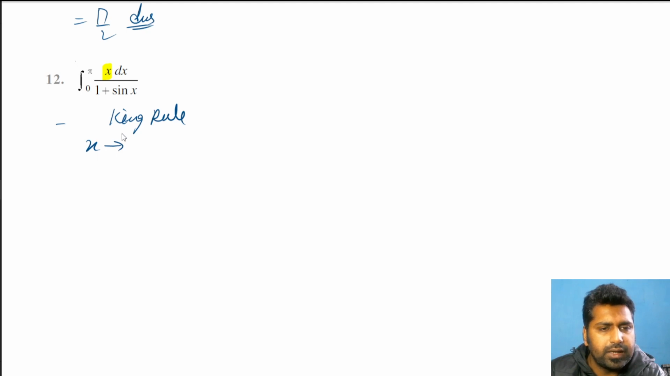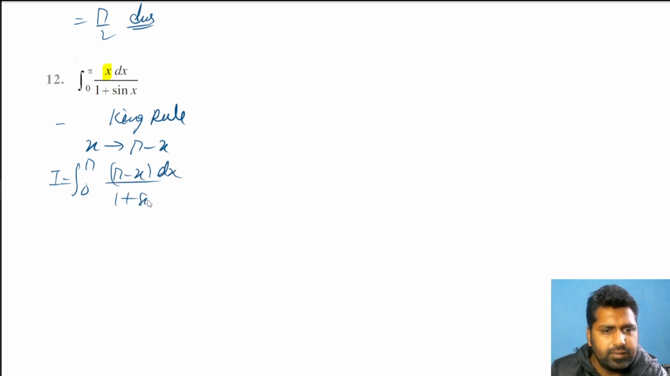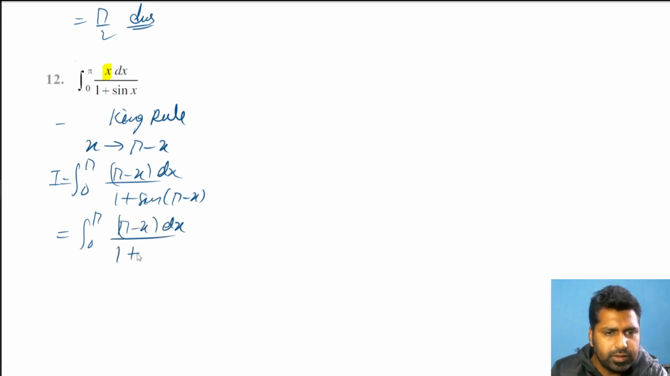King rule, if we apply, x will be replaced by 0 plus pi minus x. So replace it. I is equal to integration 0 to pi, numerator becomes pi minus x dx, 1 plus sine of pi minus x. 1 plus sine pi minus x is 1 plus sine x. That's your first integration I. This is your second integration, also I. Add them.